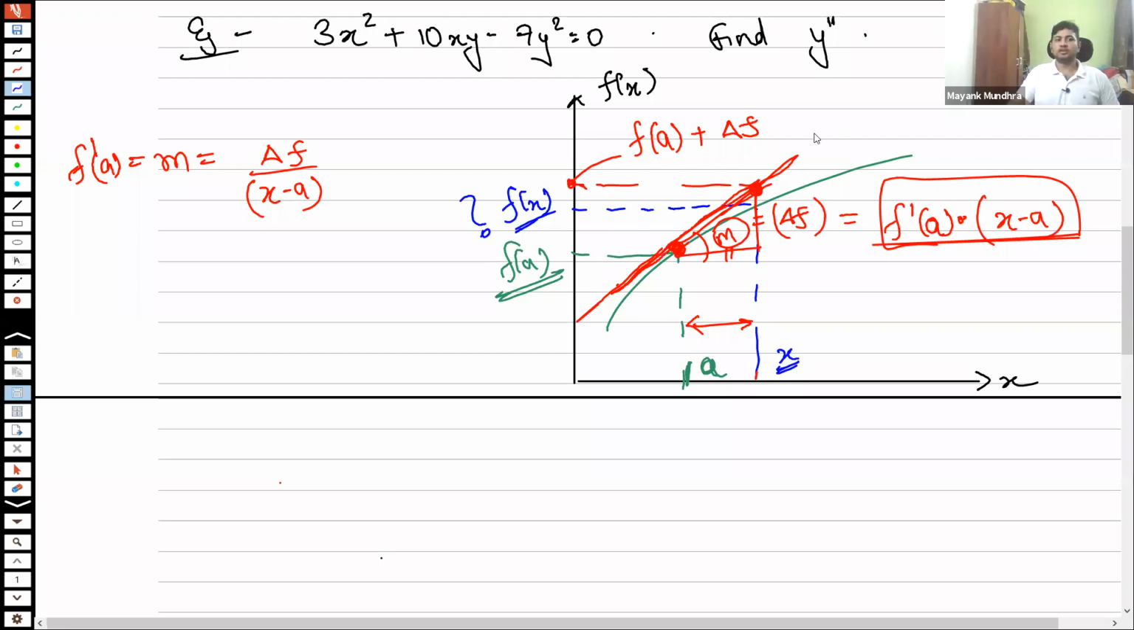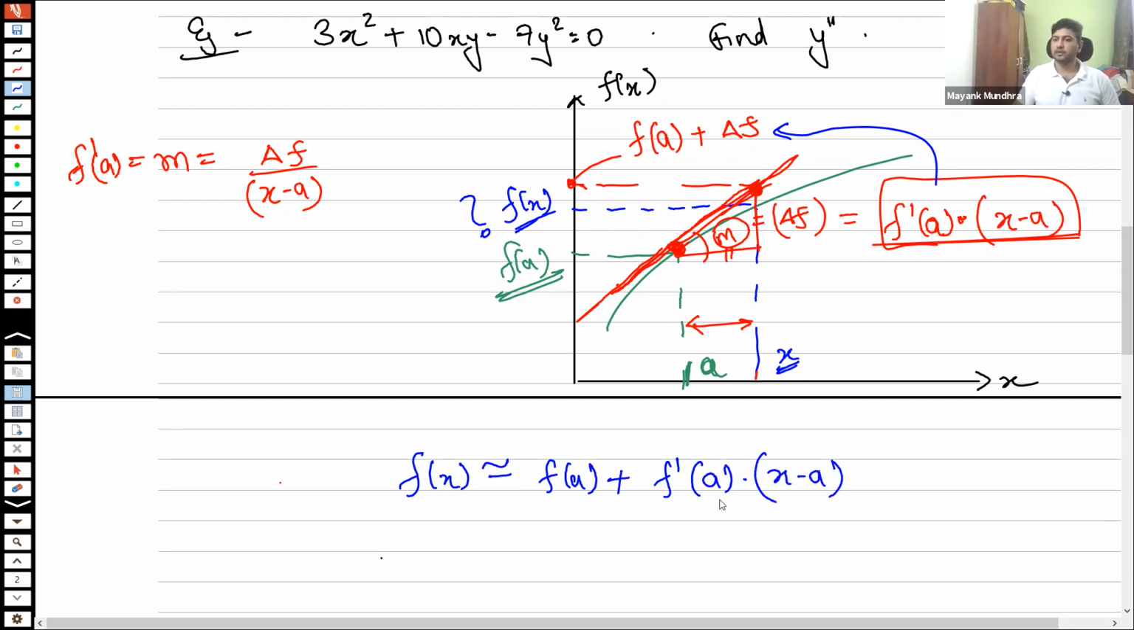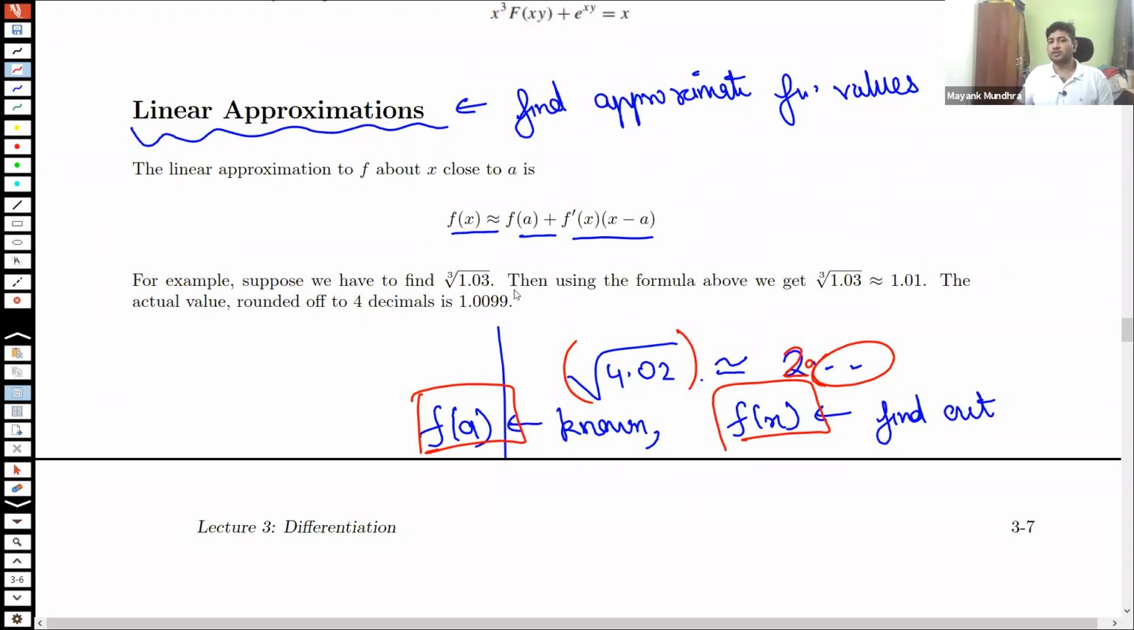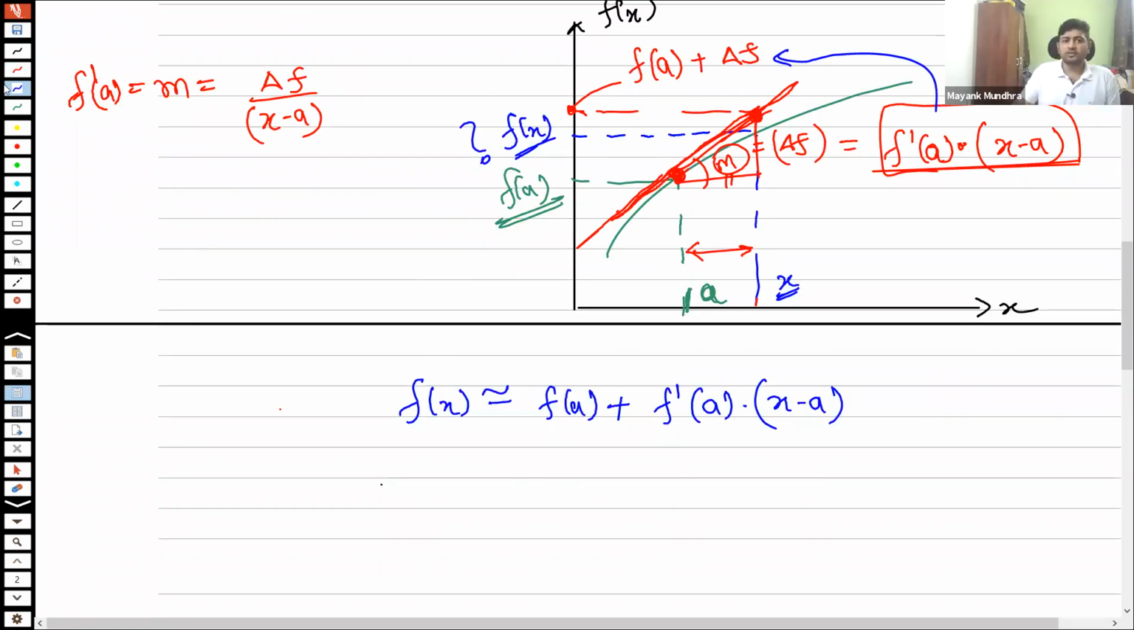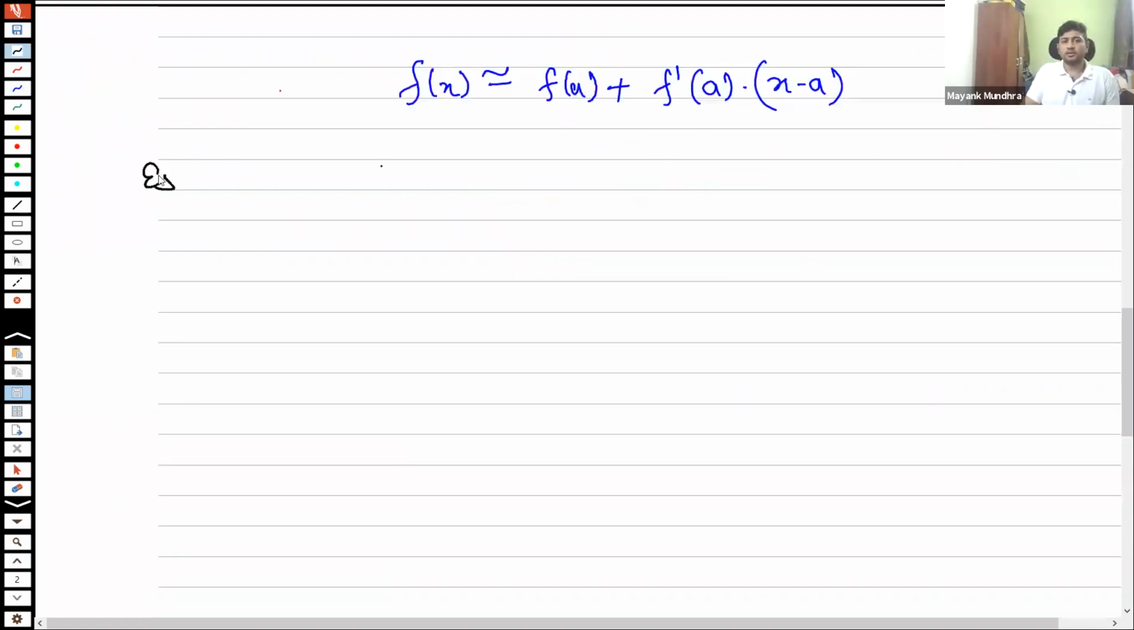So you can finally substitute this value here, and you can say that f of x is approximately equal to f of a plus f prime at a times x minus a. Okay, so it's going to be approximately. So suppose I want to find the cube root of 1.03. So the example is: find the cube root of 1.03.